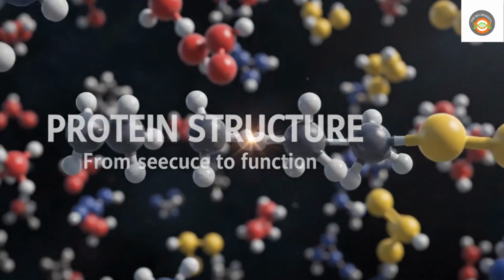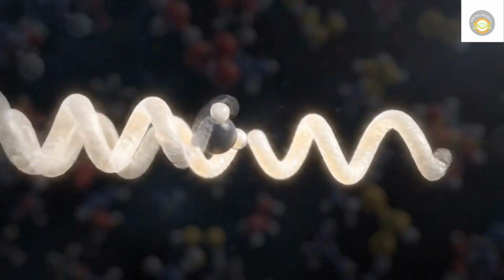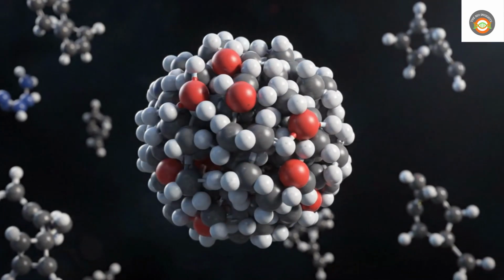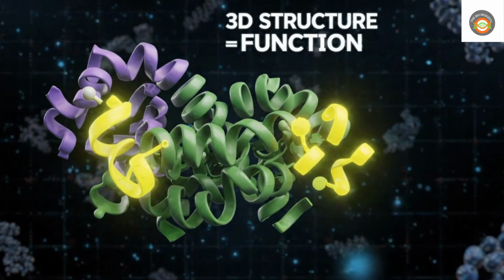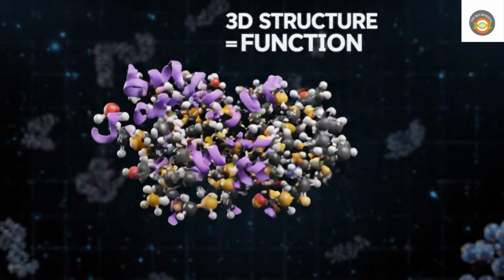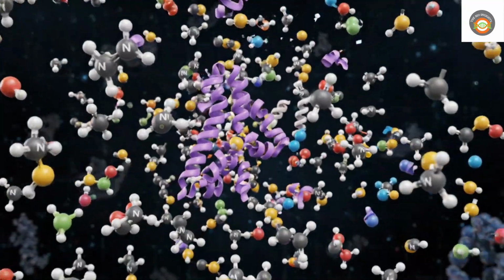Proteins begin as linear chains of amino acids, but folding transforms these chains into precise three-dimensional molecules. Understanding how proteins achieve their three-dimensional form is central to molecular biology and biochemistry.